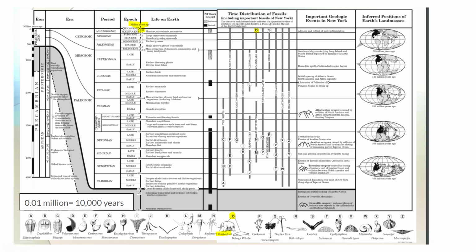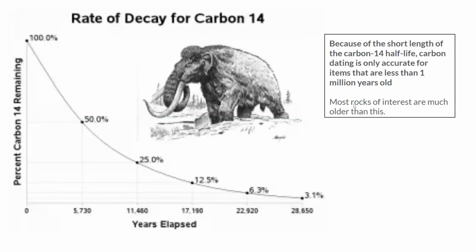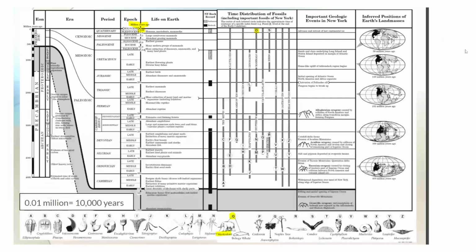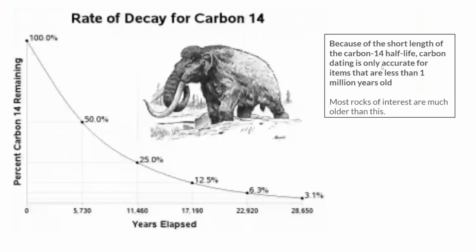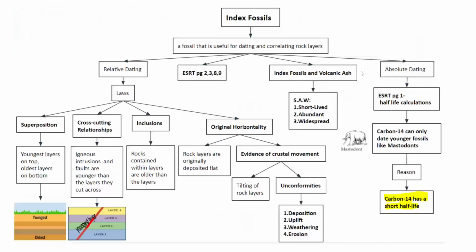So that's why carbon 14 can be used to date a mastodon, because carbon 14's half life is short enough to date a mastodon. Carbon 14 can be used to date items that are less than a million years old, not more than that. So that's why we can't really use carbon 14 to date dinosaurs, L, because those dinosaurs are more than 200 million years old. We cannot use carbon 14 to date fossils more than 1 million years old.